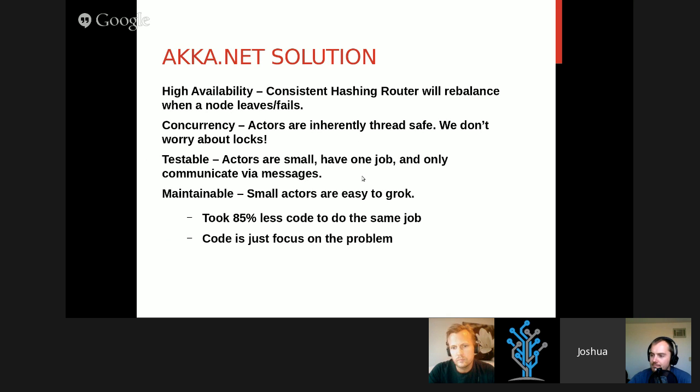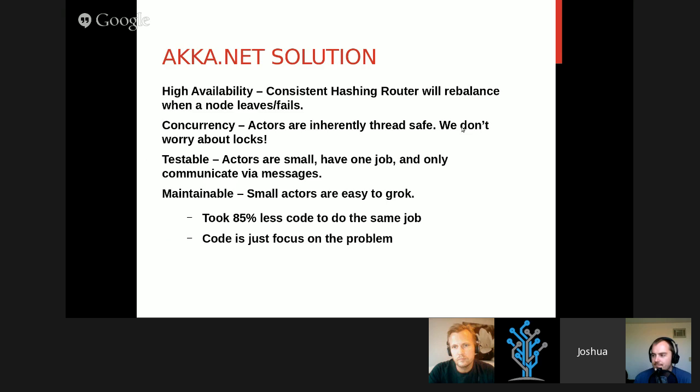Let's see. It helped with maintainability. Our actors are small, easy to understand. It took 85% less code to do the same job because we don't have to deal with locking and those sorts of things. The code is just focused on the problem.